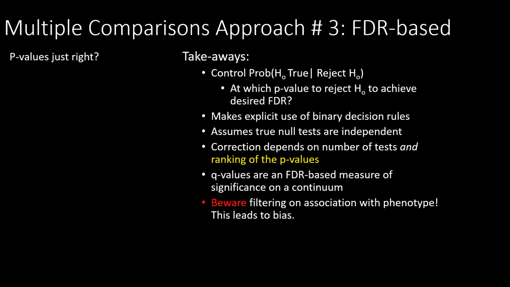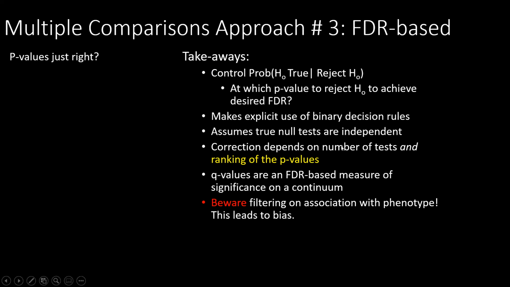Other takeaways: you're not controlling, well, what is the probability of the data given the null? What you're trying to control is something completely different. You're trying to decide which p-value to reject the null at to achieve the desired FDR. It makes explicit use of binary decision rules, so defining whether or not something is statistically significant. So it doesn't use that continuum at its core. You would need the Q-value to have a continuum. It does assume that all the null tests are independent.